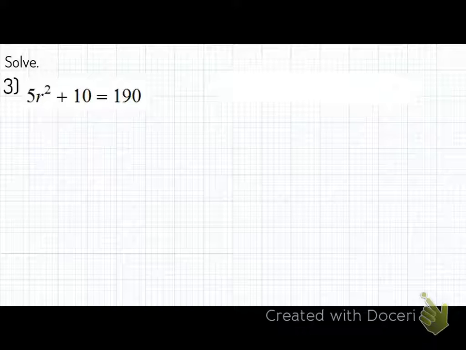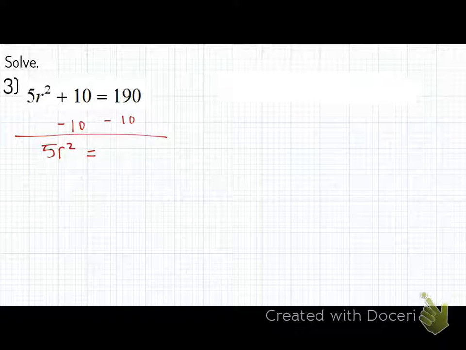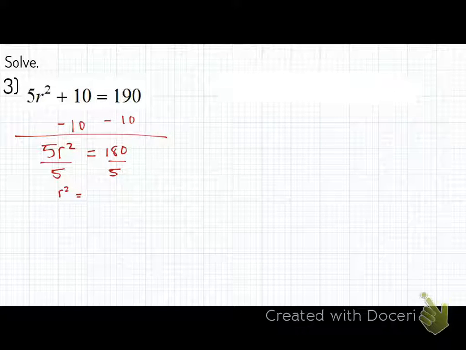Okay, so what would we do here, everyone? What should I do first? Good, subtract 10. So I know you're probably ahead of me. I'm subtracting 10 on both sides. You got 5r squared is equal to 180. And then what do I do to both sides? Divide by 5. Good. So r squared is equal to, what's 180 divided by 5, everyone?